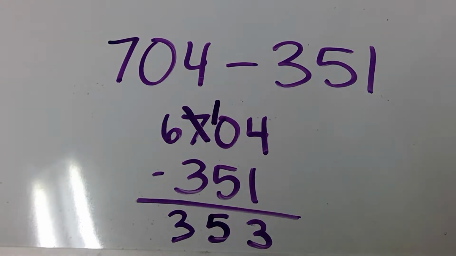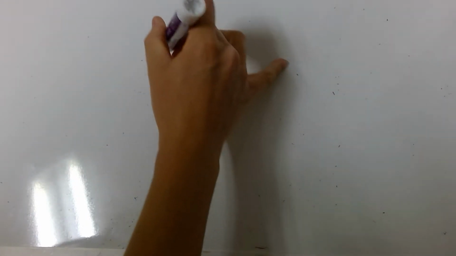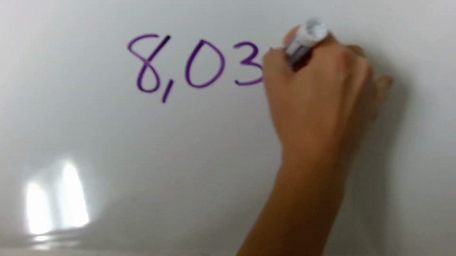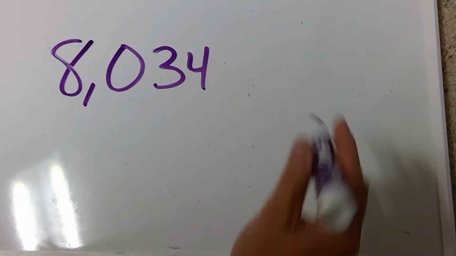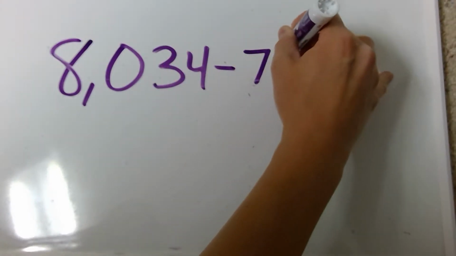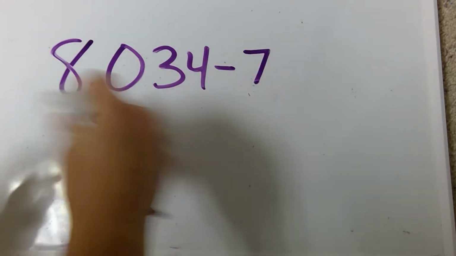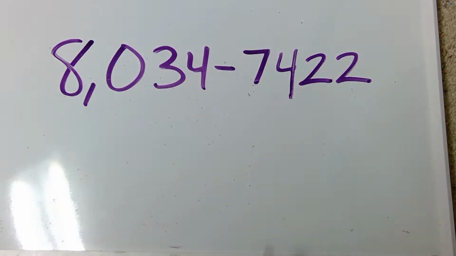Okay, let's do another one with a 0 in it. Borrowing with a 0 is a little bit trickier than just doing normal subtraction. So do this problem. 8,034. Sorry, let me move the whiteboard a little bit. Subtract 7,500. No, let's not do a 5. We just did a 5. 7,422. Okay, go ahead and pause the video if you want to. Solve it on your own, and then we'll go over it together.